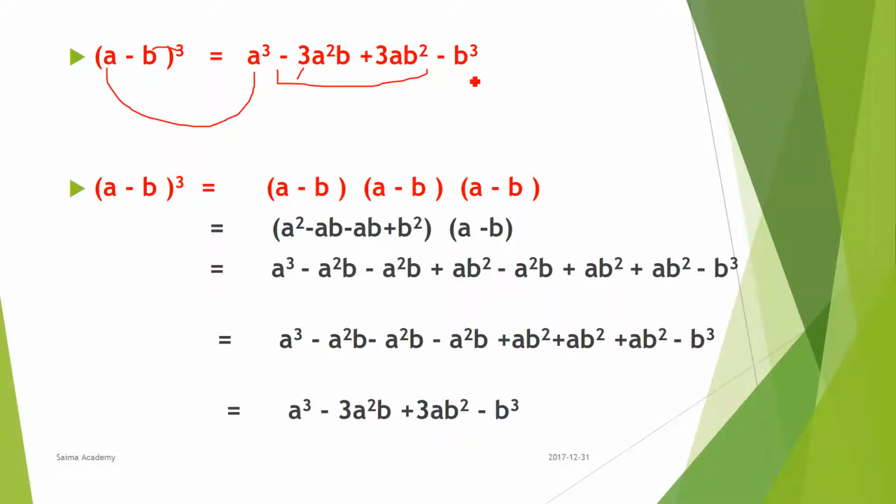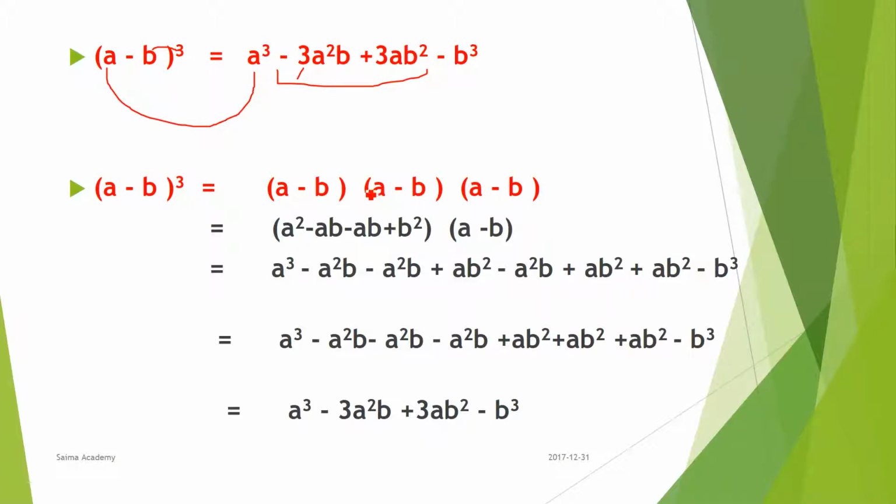But if someone asks you, or if it says in your book that you have to prove it, how come (a - b)³ is equal to this one? It is very easy. I just need a little bit of your concentration. (a - b)³ means this (a - b) you have 3 times. So just write down (a - b) multiplied by (a - b) multiplied by (a - b), 3 times, because it is a cube.